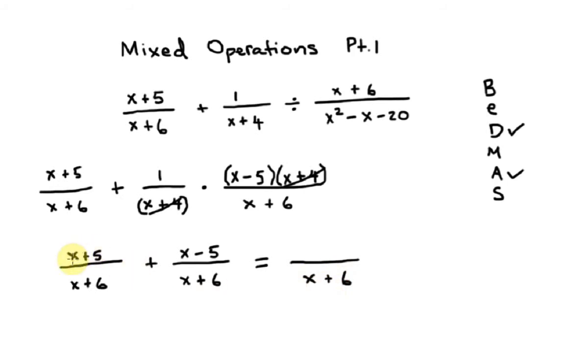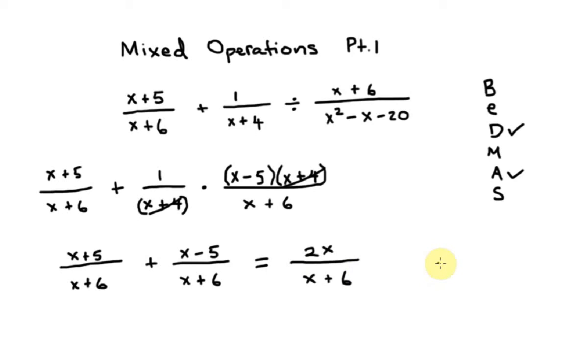And on the top, I have an x plus another x, so there's two x's. And then over here, I have a plus 5, and I'm going to add to that a negative 5. So those just cancel with each other. And this is my answer.